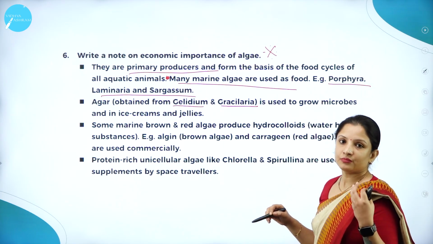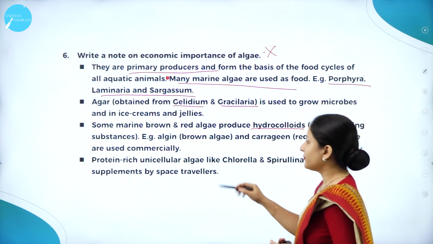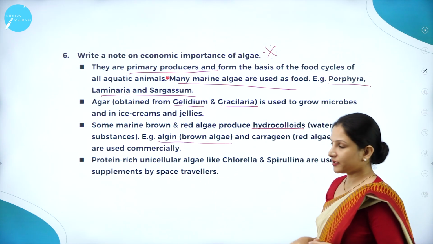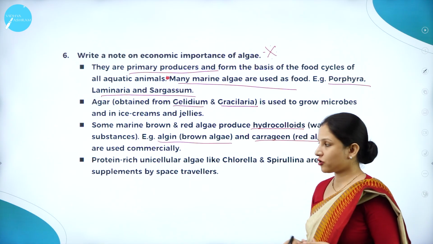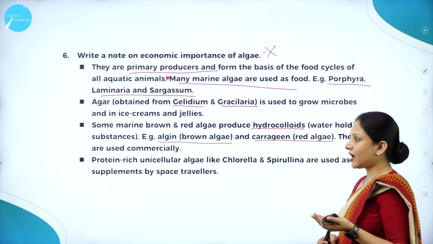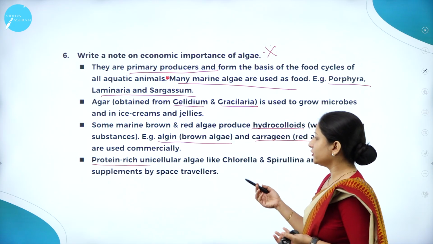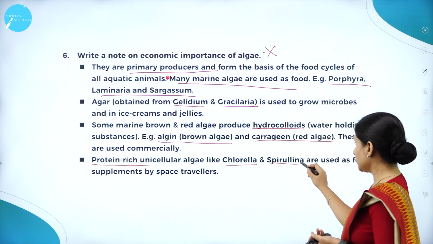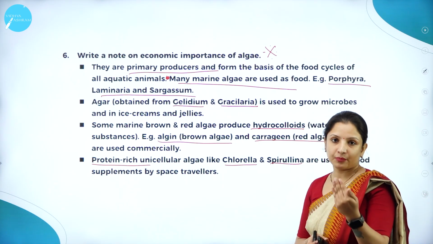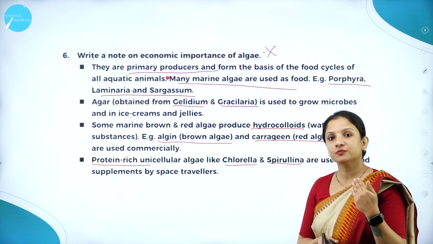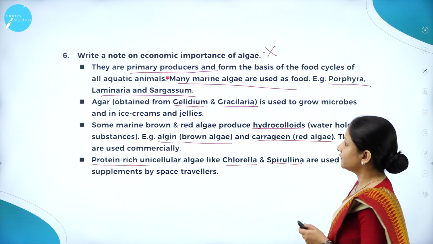They produce some substances which are capable of holding water. They are called hydrocolloids. For example, algin, which is produced by brown algae, and carrageen, which is got from red algae. And they are quite commercially important. And next, some of the algae are quite rich in proteins. For example, unicellular algae like Chlorella and Spirulina are very much rich in proteins, and therefore they are used in making protein-rich food supplements, which can be used by astronauts during space travel. So these are the economic importance of algae.